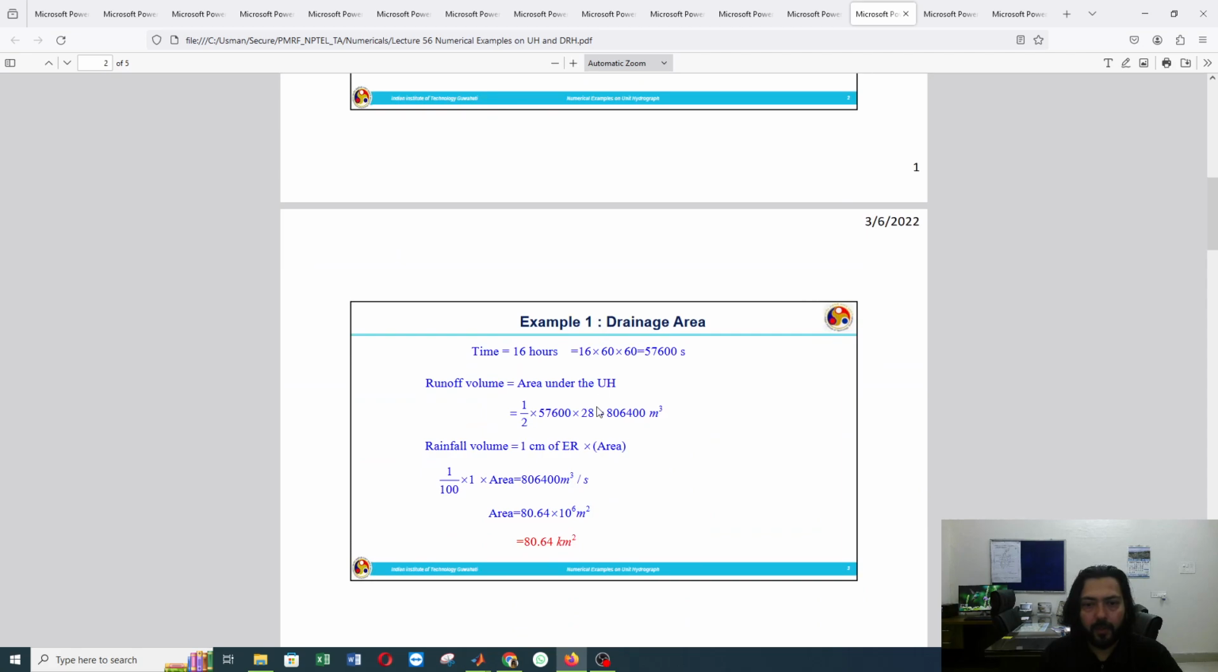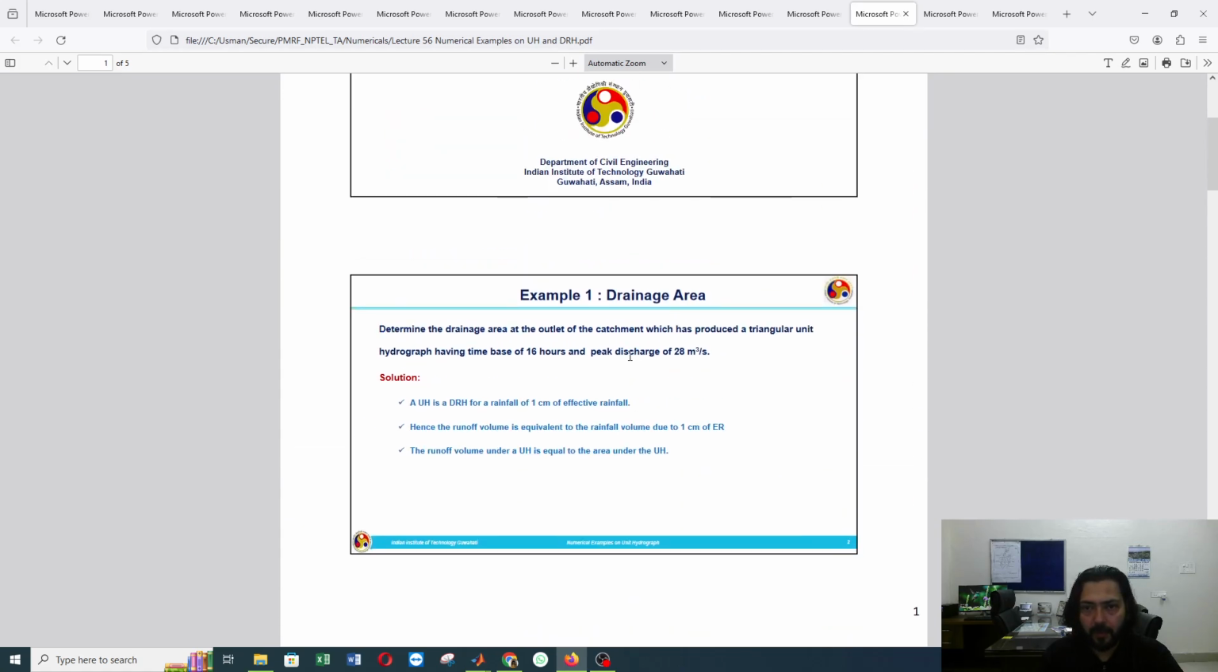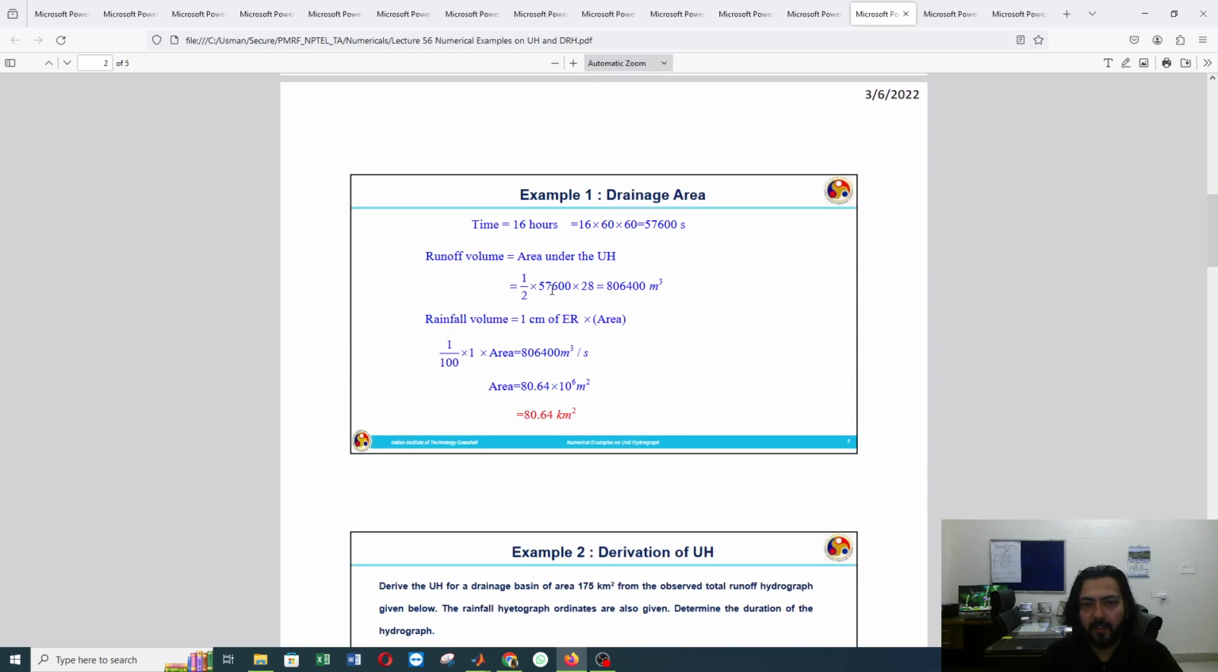Firstly, if you want to calculate the runoff volume, you are going to calculate the area under the unit hydrograph. The area under the unit hydrograph would be half into base into height. Here the base would be the time base and height would be the peak discharge. In the given question, they have given us the peak discharge as 28 and the base as 16 hours. So we are going to convert 16 hours into seconds, which gives us 57600, and 28 is the peak discharge. If we calculate the area, we get the rainfall runoff volume.